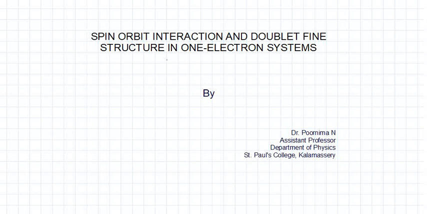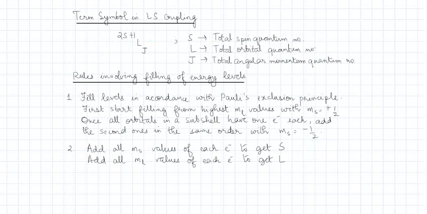Hello. In this lecture, we will be discussing what is spin-orbit interaction and doublet fine structure in the context of one-electron systems. Before going into the details of spin-orbit interaction, I would like to explain how energy states are represented in LS coupling.